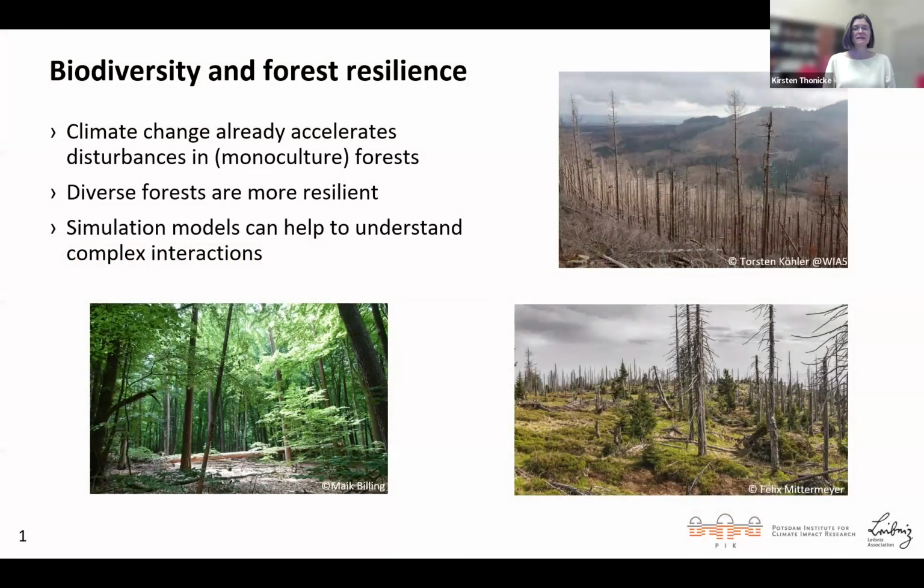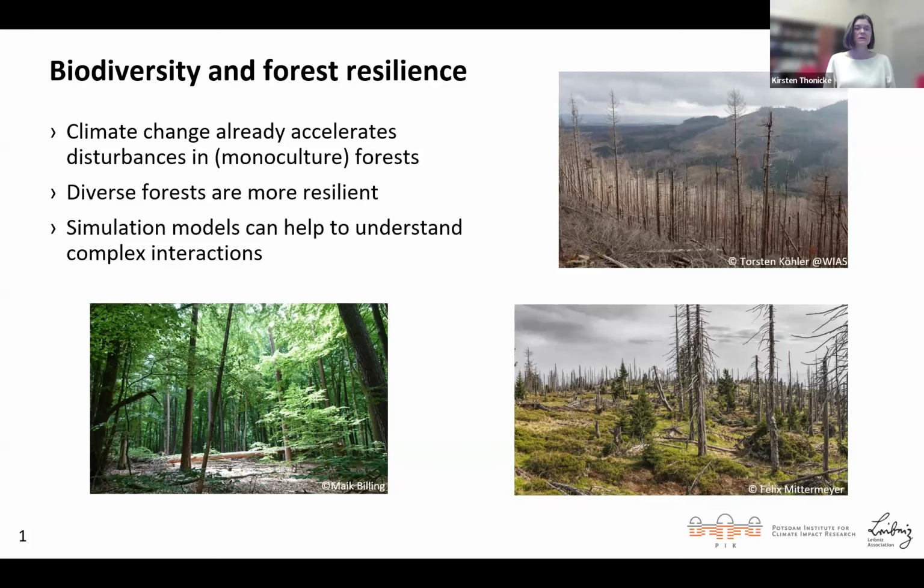Biodiversity and forest resilience: we have all experienced quite a number of mega drought events. Here are some pictures from Europe, from the bark beetle eating its way through the Harz Mountains, or storm events. And so we realized that climate change already accelerates disturbance. In this case, these were monoculture forests or overaged old forests that were once managed.